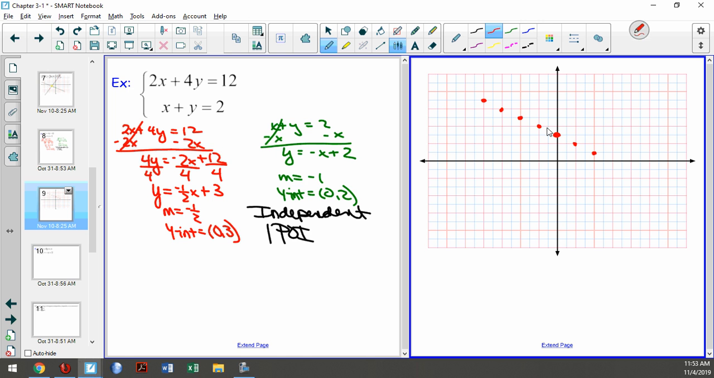Just graph that one. Okay, now green. Oh, I forgot to connect the dots. My bad. Okay, there's my line. Now let's graph the second line. The second line is starting at (0, 2). And I'm going to go up 1 to the left 1, up 1 to the left 1, up 1 to the left 1.